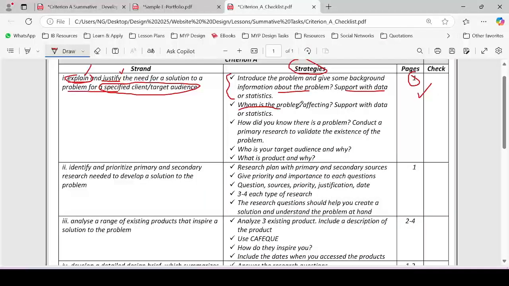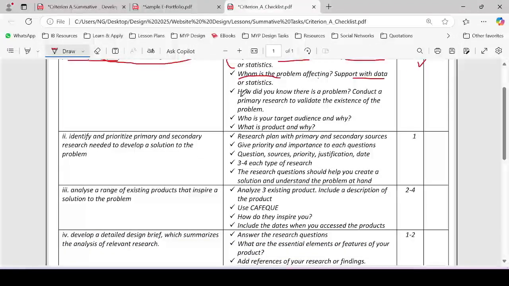Another thing that is supposed to be entailed in A1 is whom the problem is affecting. Support with data or statistics. Who is being affected by the problem? That is the client. How did you know there is a problem? How did you come to this? All this is under explanation. Conduct primary research to validate the existence of the problem. For this case, you need to use data gathering tools like questionnaires, interviews, and surveys.